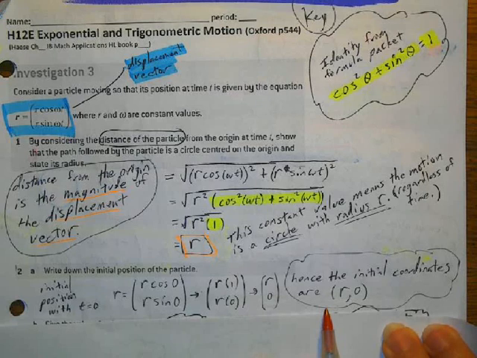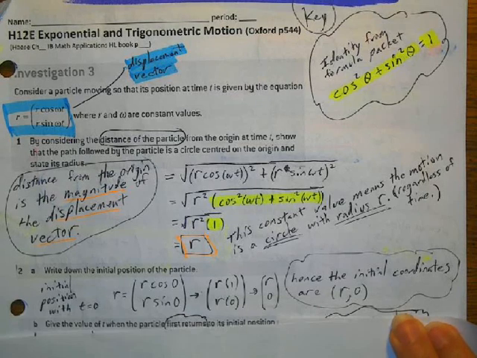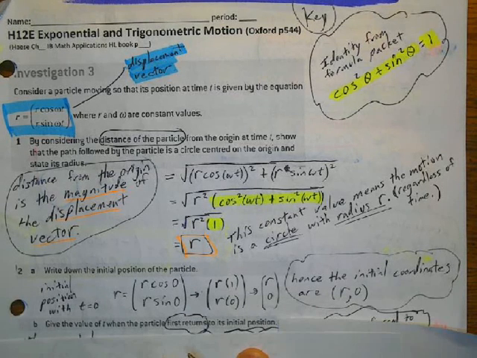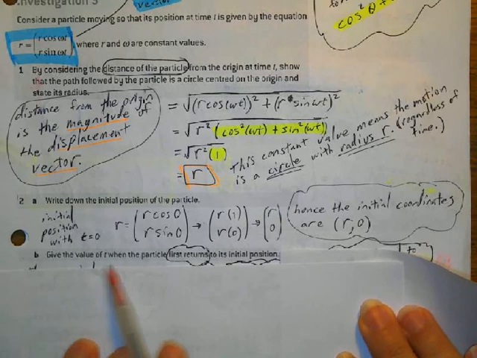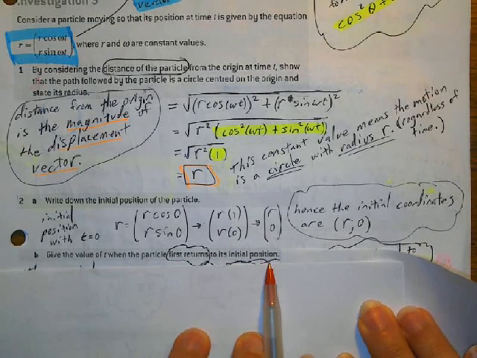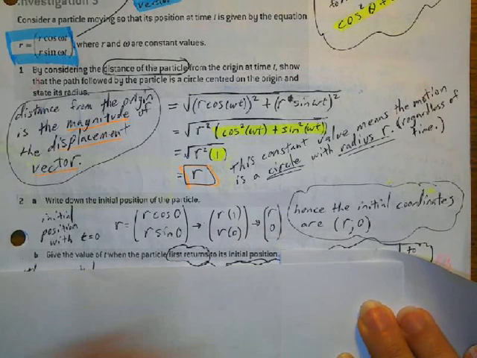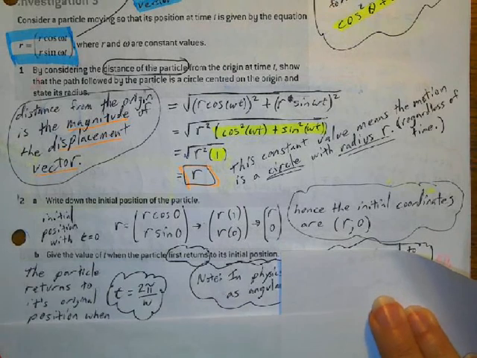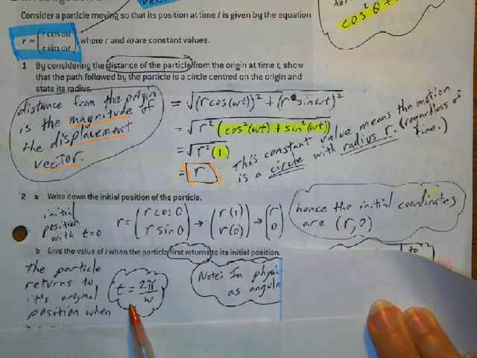Hit pause anytime you need to, if you need more time to copy something down. Okay, so give the value of t when the particle first returns to its initial position. So it's going to go around a circle, right? So the particle is going to go back to its original position when t is equal to 2 pi over omega.